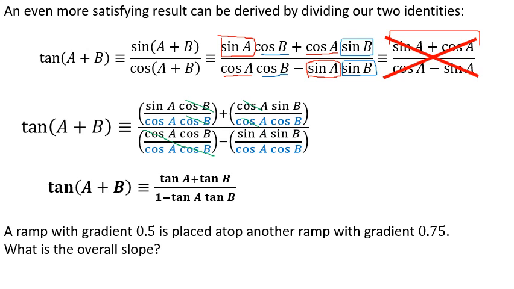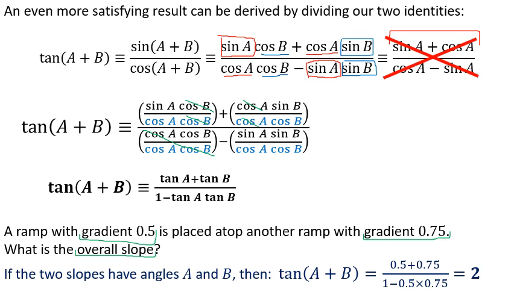Tan of the angle of the first slope will be 0.5. Tan of the angle of the second slope will be 0.75. And what I'm being asked for is tan of the angle of the overall slope. So if those angles are A and B, then the overall slope will have angle A plus B. But I don't need to calculate A or B to work this out. All I need to do is use the tan of each one: tan A plus tan B over 1 minus tan A times tan B.